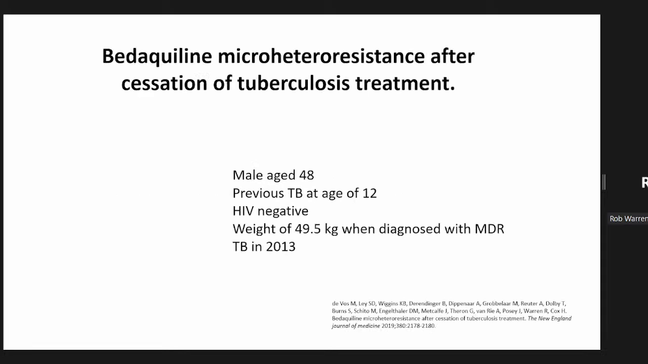The next example that I want to move on to is also using targeted deep sequencing, and it's looking at this new anti-tuberculosis drug called bedaquiline. And this is a patient who was 48 years of age. He previously had TB when he was 12, HIV negative, and he was diagnosed with MDR TB.